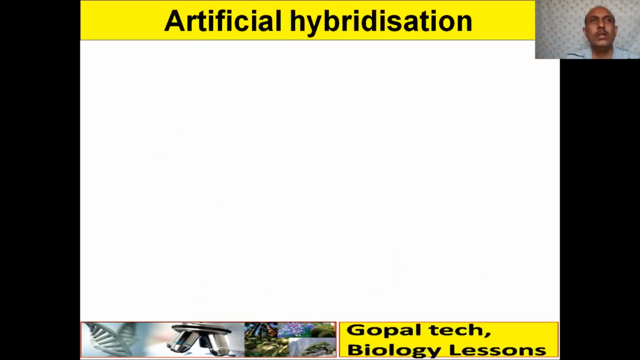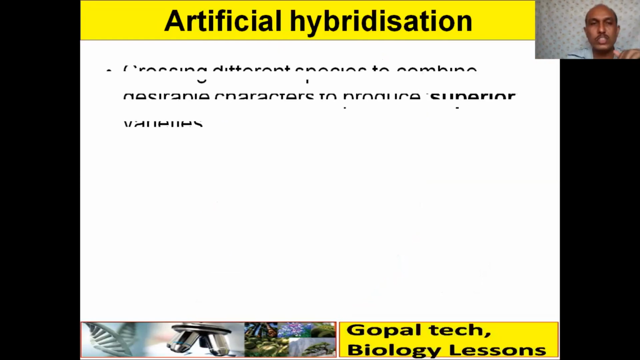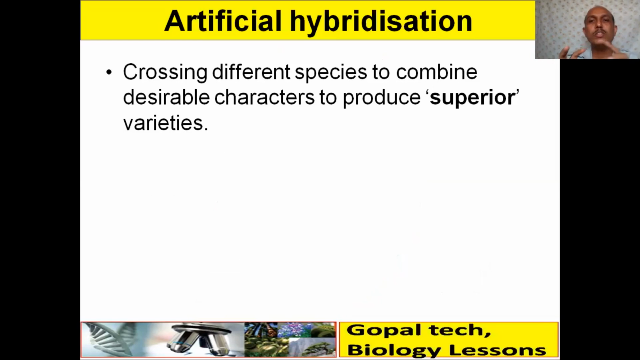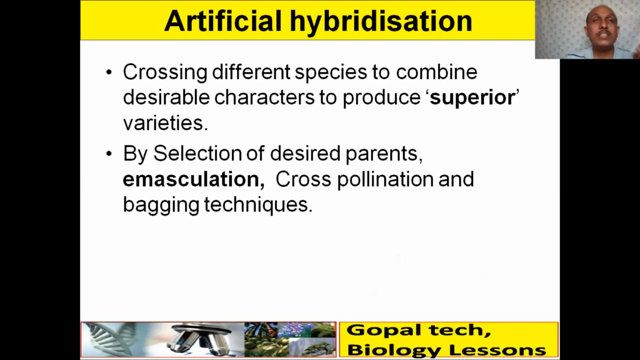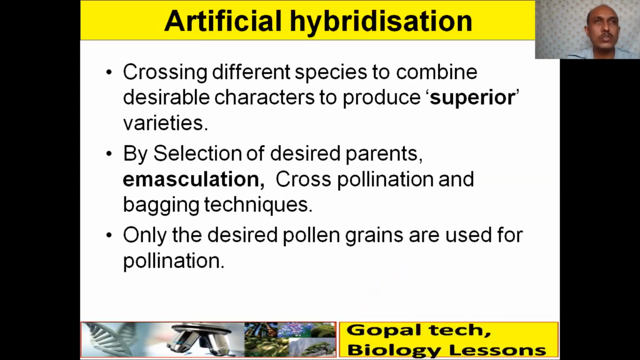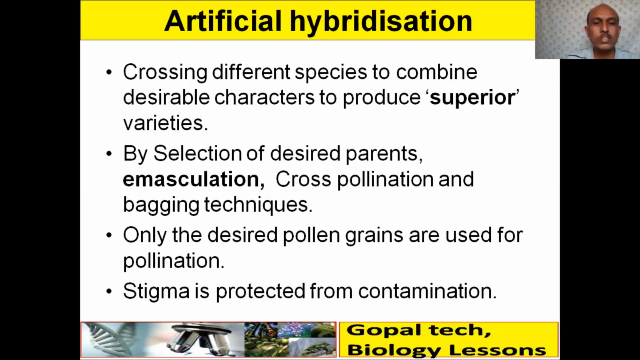Now, if you want to do a hybridization, that is artificially crossing different species to combine desirable characters to produce superior varieties by selection of desired parents, what should we do? Emasculation, cross pollination, and bagging technique. This will come also for practical. Only the desired pollen grains are used for the pollination. The stigma is protected from contamination.